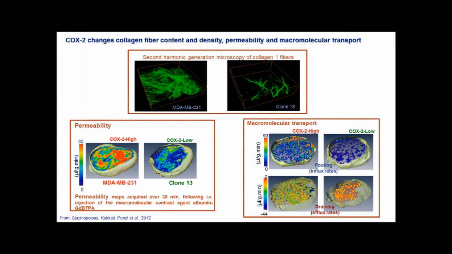And if you look at collagen fibers with second harmonic generation microscopy of optical imaging, we see that decreasing COX-2 significantly reduces collagen fibers in these tumors. And again, if you look at vascular volume and permeability, you see that when COX-2 is low, there is a significant reduction of permeability in these tumors. So again, this highlights how although tumors are so heterogeneous, one enzyme can have so many different effects on a tumor.